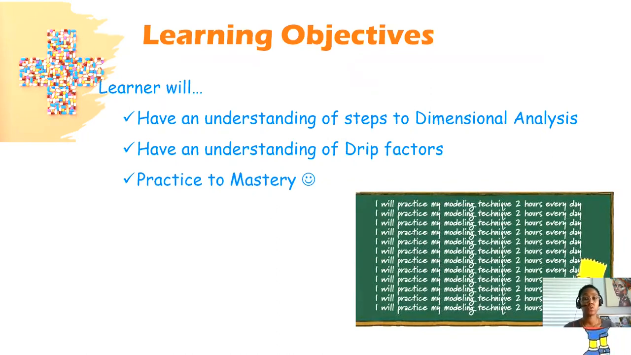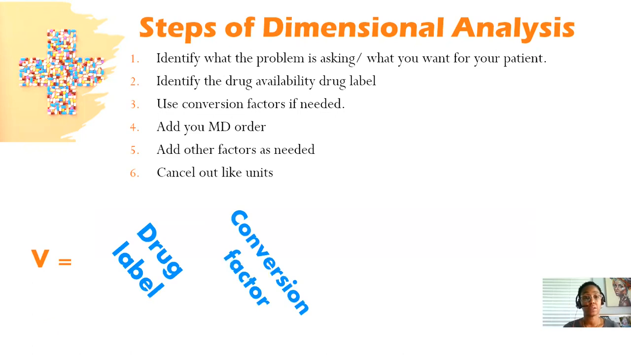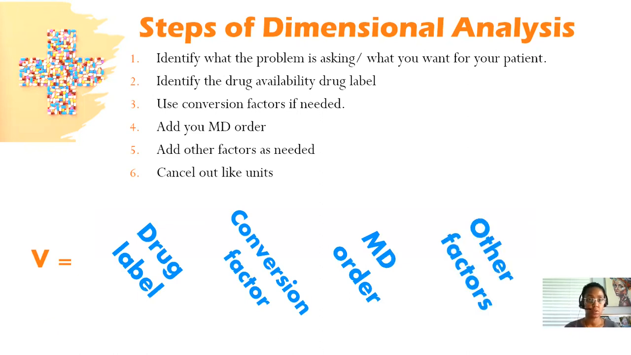Okay, so now let's go into the steps. So first, we want to identify what the problem is asking. We want to see what the provider ordered for our patient, okay? That will be our vehicle. That will be our answer. Then we're going to identify the drug label. Our second component is any conversion factors if we need it. Then we're going to add our MD order, and then any other factors. I know it's a little confusing, but just remember the sequence. Our availability of drugs, conversion factor if needed. If we don't need it, the next step would be our MD order and any other factors.